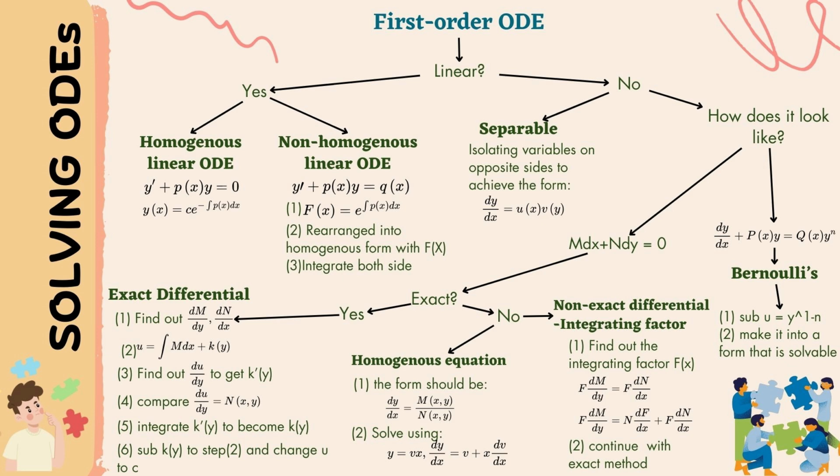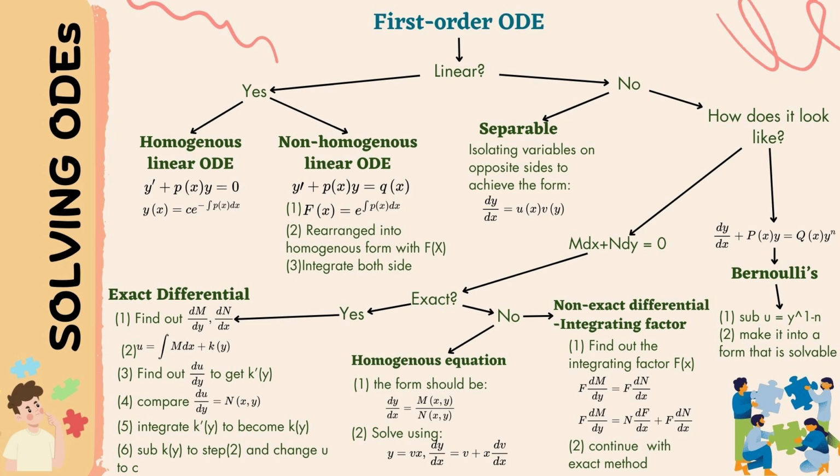For a homogeneous linear ODE, we can solve it using a straightforward formula. While for a non-homogeneous linear ODE, we use an integrating factor to simplify the equation, allowing us to integrate and find the solution. If the ODE is not linear, we ask how it looks.